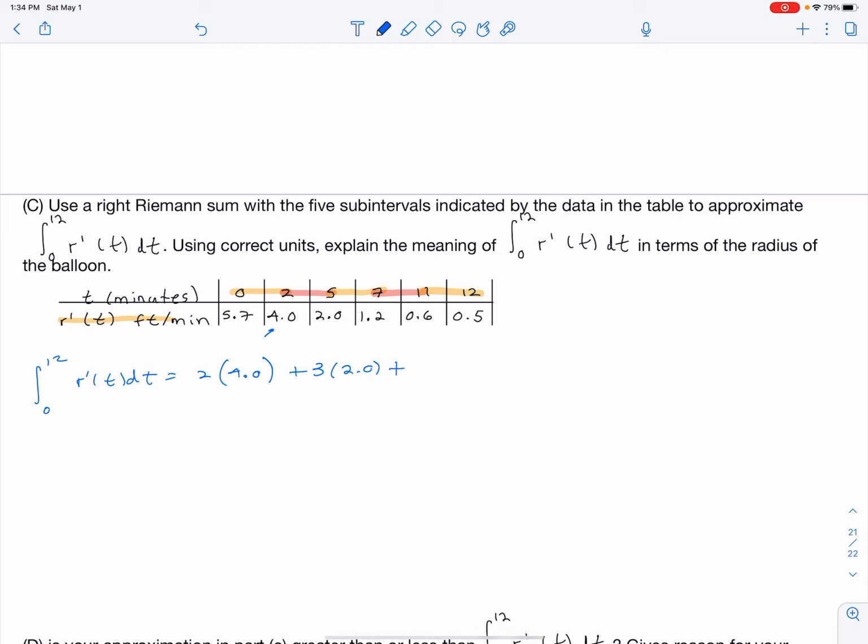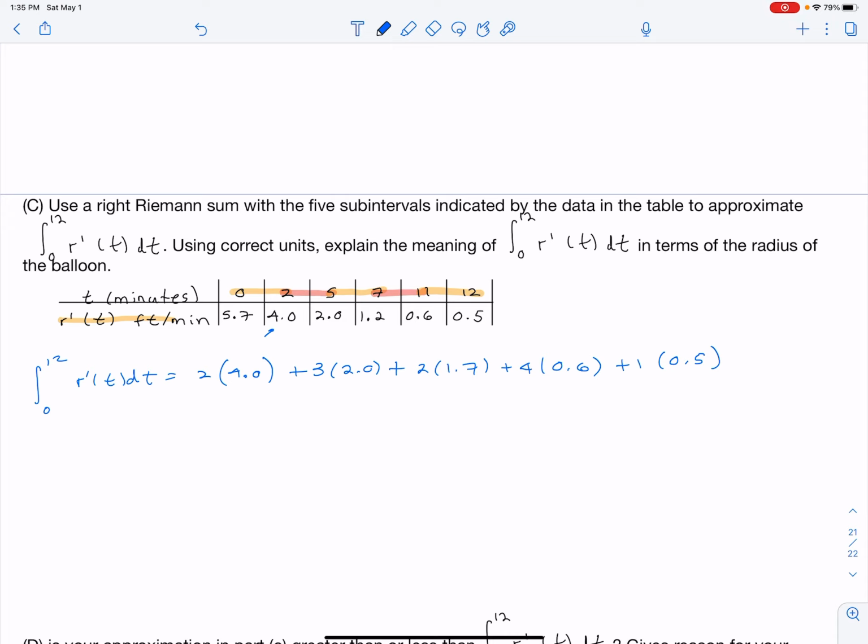Let's keep on going. So let's just see what we did. We did 0 to 2, we used 4. We used 2 to 5, for which we used 2. Now we're going to use 5 to 7, so 5 to 7 is 2 times 1.2. Then we're going to use 7 to 11, which is 4 times 0.6. And then finally, we are going to use 11 to 12, which is 1 times 0.5. Okay? That's our value, whatever that is.